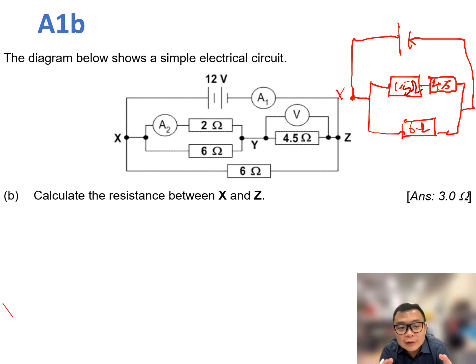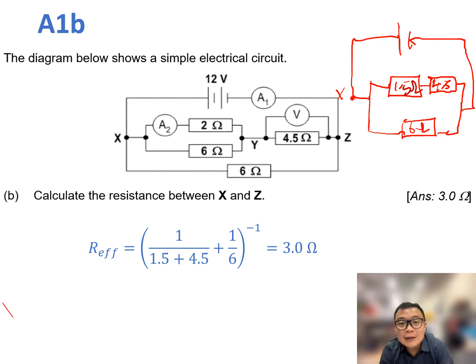In part B, you are to calculate the resistance across the whole circuit. So if I redraw the circuit, we can see that there are two parallel paths. The bottom parallel path runs through a 6 ohm resistor, and the top parallel path contains a 1.5 ohm parallel branch with a 4.5 ohm resistor in series. Therefore, we can use the parallel resistance equation to determine the resistance of this parallel circuit.